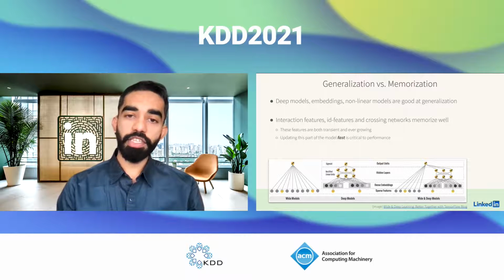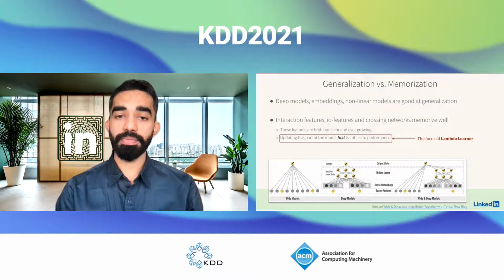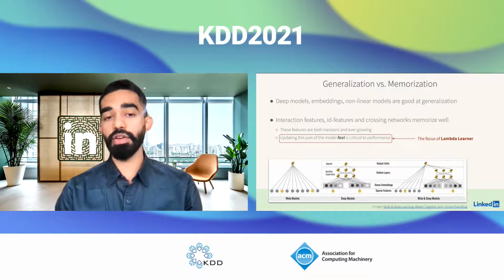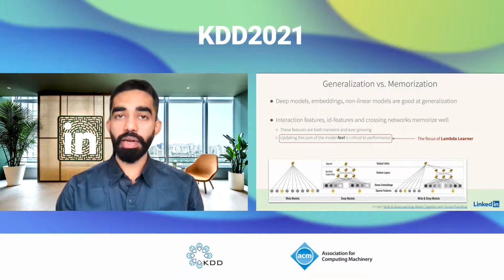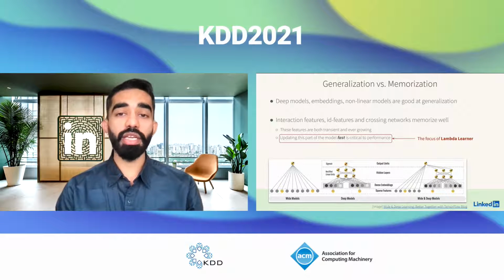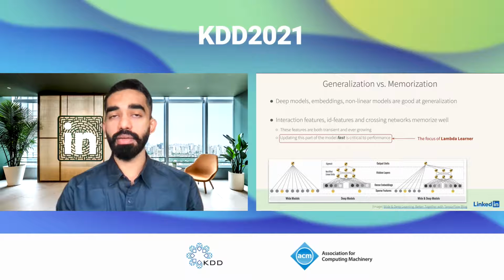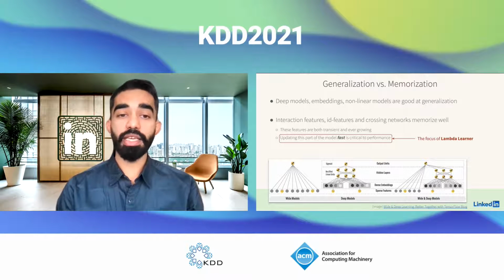Now, these memorization features are both transient and ever-growing. So updating this part of the model fast is critical to performance. And that is the focus of this talk. To understand why this is important, think of a situation where an advertiser comes in and creates a new advertising campaign. This campaign can now reach thousands of impressions in a few minutes. Similarly, a job posting can reach millions of job seekers in a short amount of time. In these cases, recommendation models need to learn from the information as quickly as possible.